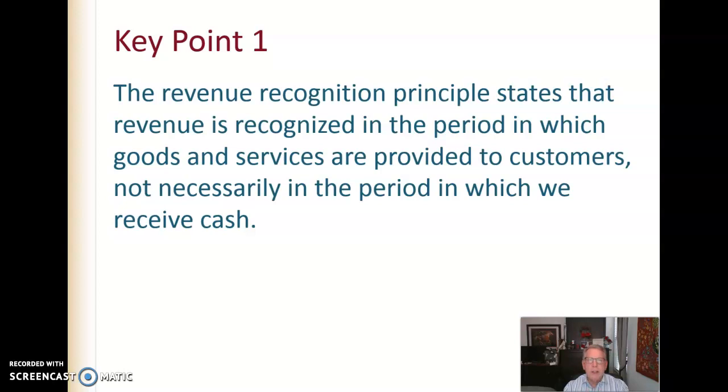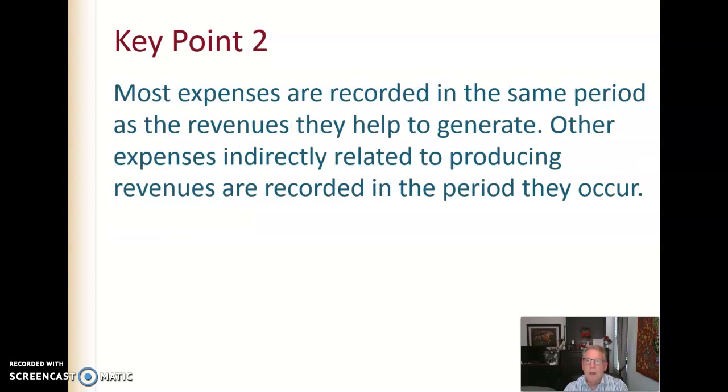Okay, so key point here. The revenue recognition principle states that revenue is recognized in the period in which the goods and services are provided or earned for our customers, not necessarily in the period in which we receive cash. In fact, most times it's not. Normally we're going to record those as accounts receivable, not cash. Most expenses are going to be recorded in the same period as the revenues that they help to generate. And here we're going to record those expenses when they are incurred.